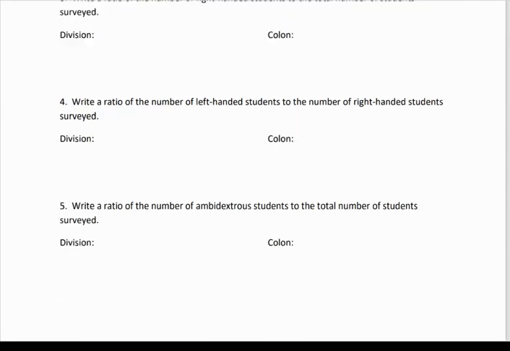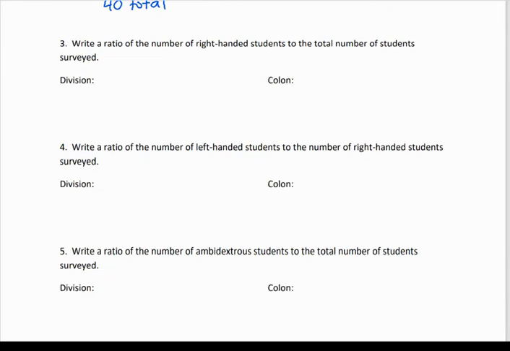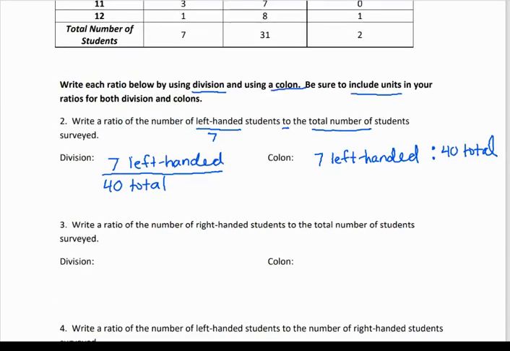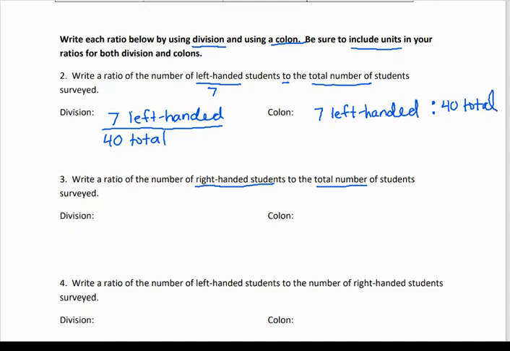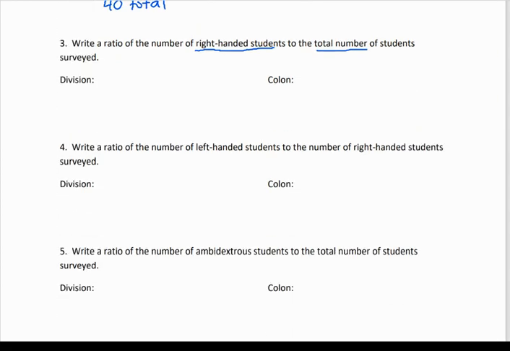What I'm going to ask you to do right now is try numbers 3, 4, and 5. Don't move on after that, but 3, 4, and 5. And just like I did with underlining on number 2, what they want me to do is the same thing. So on number 3, it's saying right-handed to total. So now I know what I'm looking for: right-handed and total. I'm going to give you 3 minutes or so to complete numbers 3, 4, and 5. Do the division and colon, and then we'll check them. But everybody should be working.